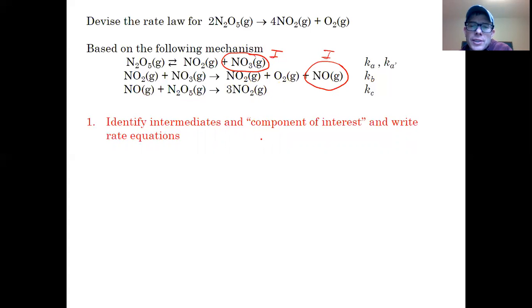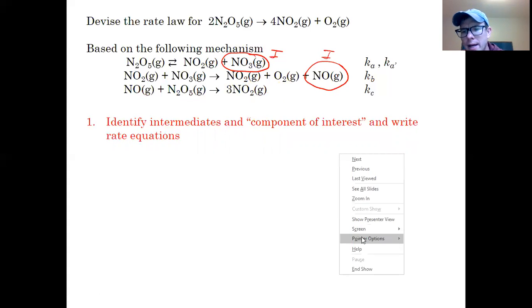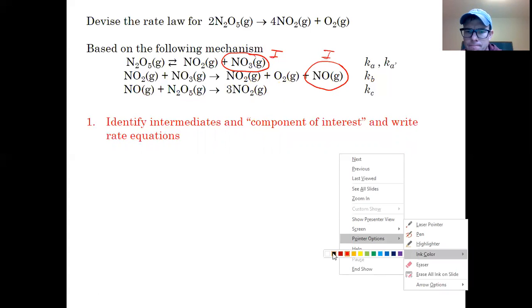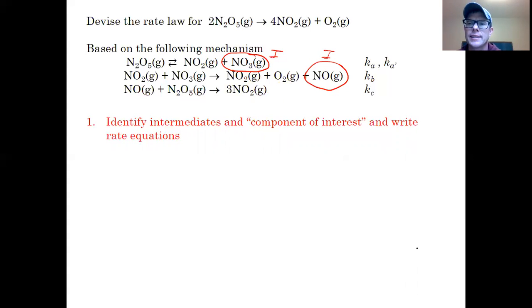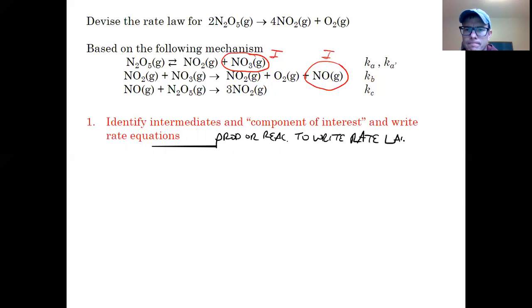The other thing I'm asked to do is identify a component of interest. And what I mean by component of interest is a product or reactant that I'll use to determine the rate law. And the specific choice takes a little bit of chemical intuition.